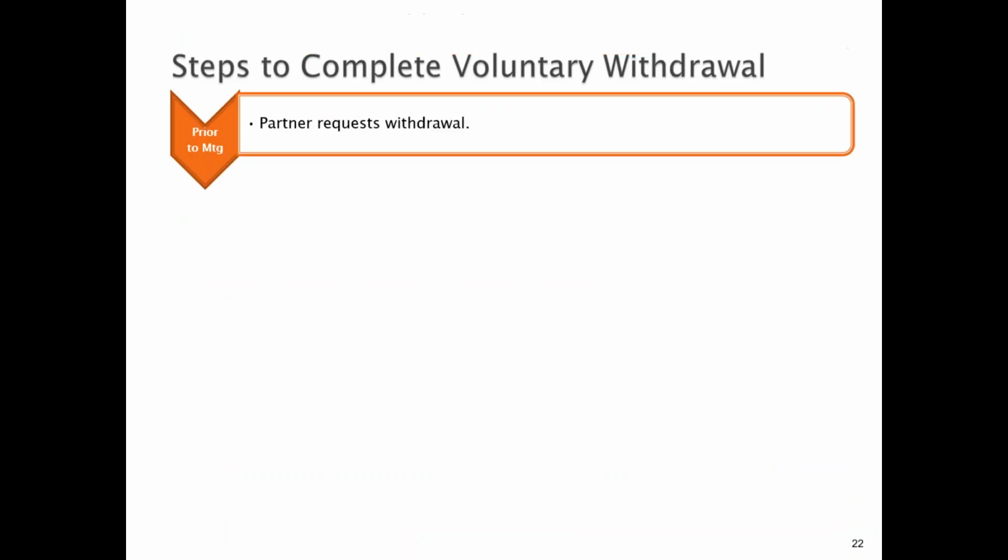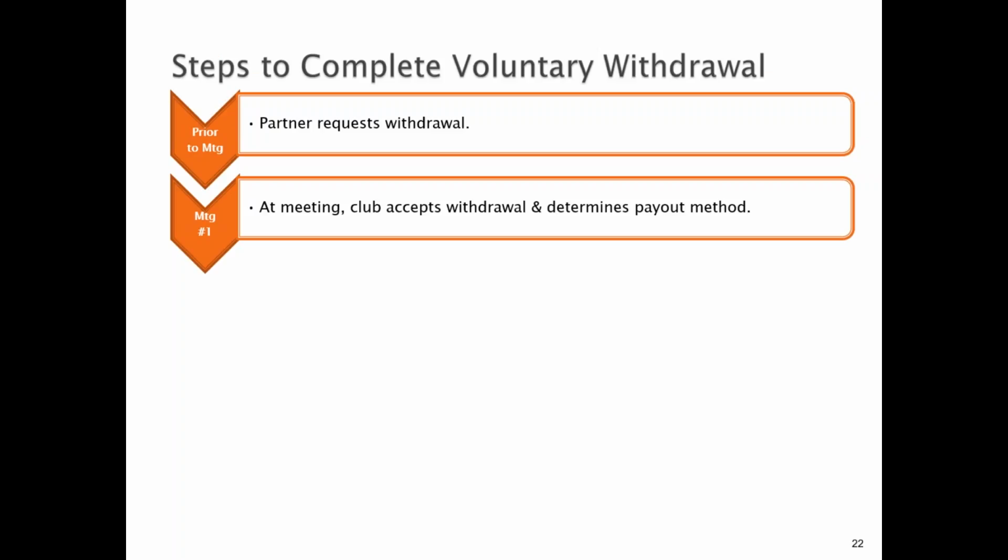So I mapped this out because it is a little complicated for people to think of. So you've got a meeting coming up. Let's say it's this Friday night, there's a club meeting. And today a partner has contacted the president and said, I want to make a withdrawal. Okay, so there's a letter. It's in writing. The president has it at the club meeting on Friday night. The club accepts that withdrawal.